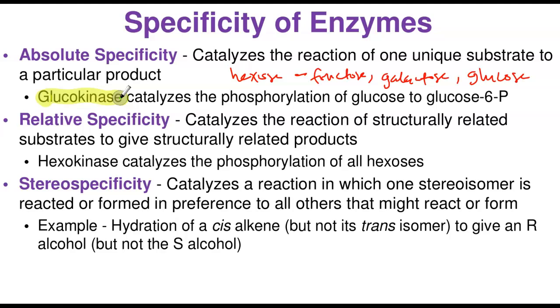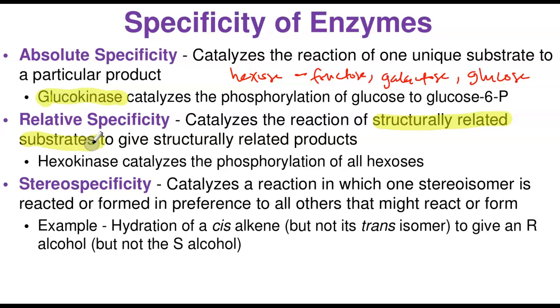However, we now go to the second one, relative specificity. In relative specificity, an enzyme can catalyze a group of structurally related substrates or compounds. A very good example, also in glycolysis, is hexokinase. Hexokinase is not specific. Hexokinase can catalyze any hexose, whether it is fructose, glucose, or galactose, because all of them are structurally related. That is why it can catalyze every one of them.